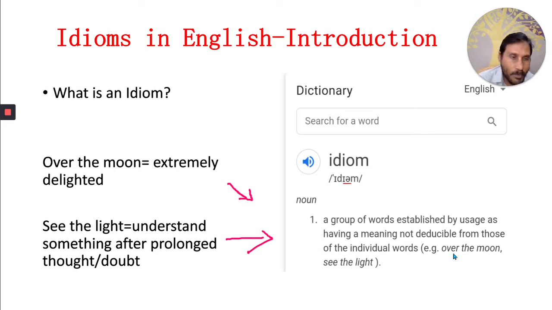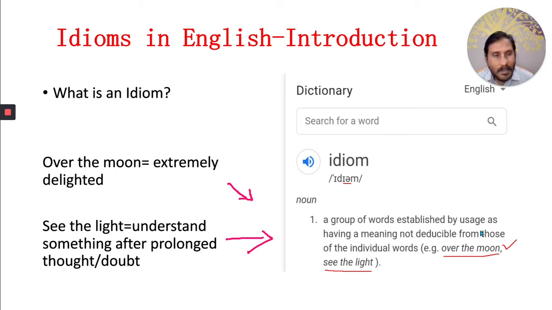For example, we have idioms given in Google: over the moon, over the moon. There are three words, but the meaning has nothing to do with moon or over. And you have see the light. What is to see the light? You look at the electric bulb. What is it? Right. What is an idiom?